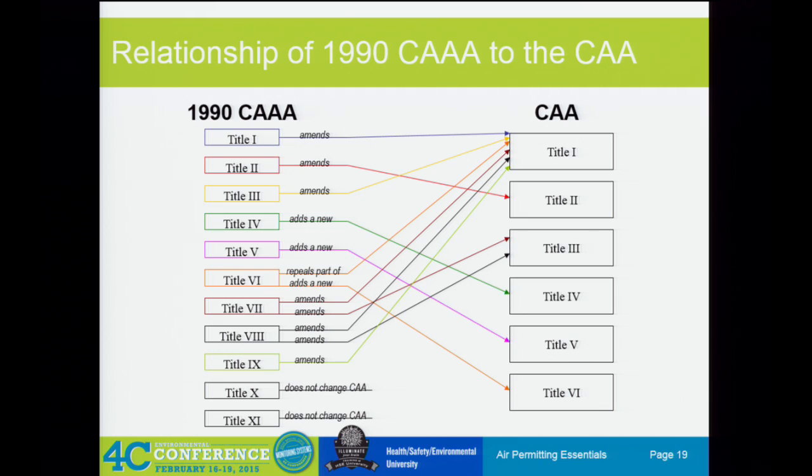So we have this nice little chart that shows how the 1990 Clean Air Act amendments got rolled into the original Clean Air Act. As you can see, some of the titles that were in the 1990 Clean Air Act amendments didn't directly relate to the title that is in the Clean Air Act, but parts of the 1990 Clean Air Act amendment amended certain parts of the title, other parts added new titles, and other sections just repealed portions of the Clean Air Act. So not exactly important for teaching air permitting, but it gives you an idea of how the Clean Air Act got structured.